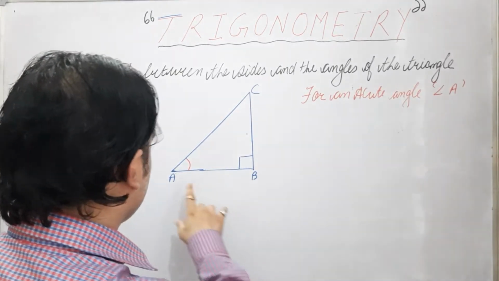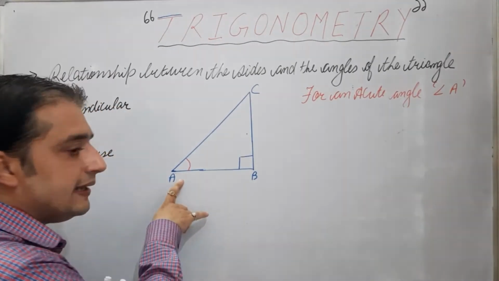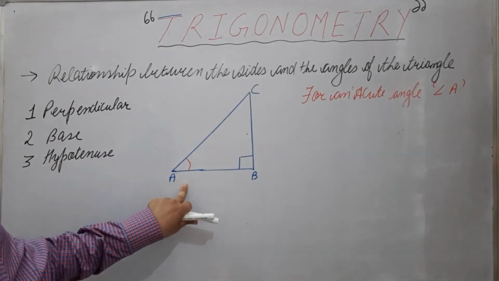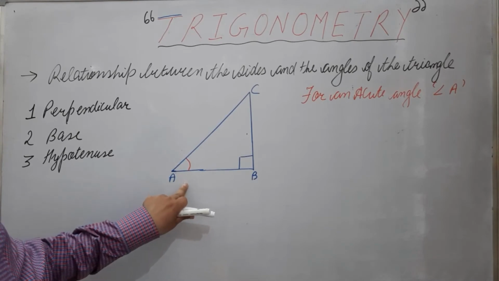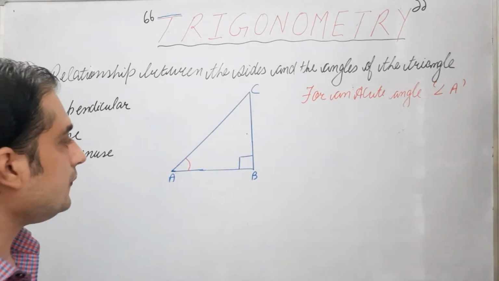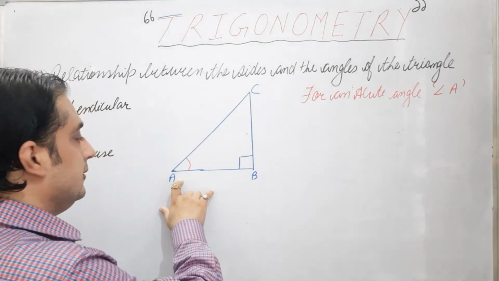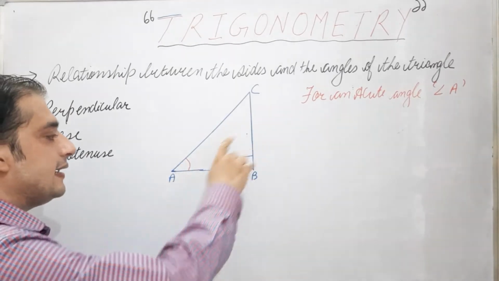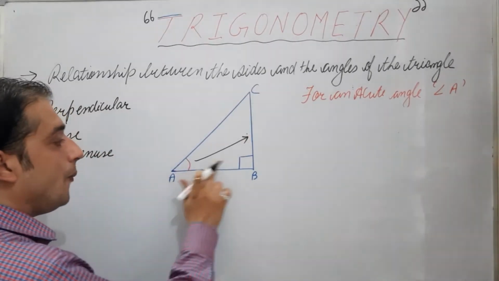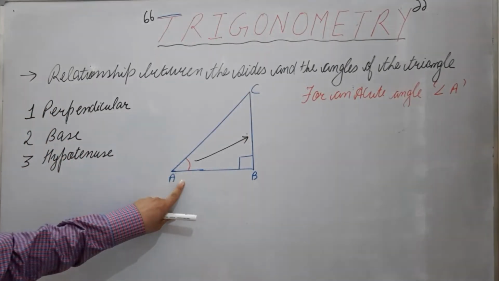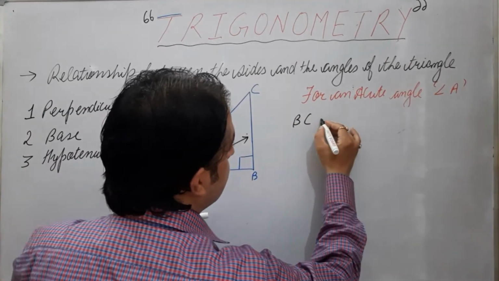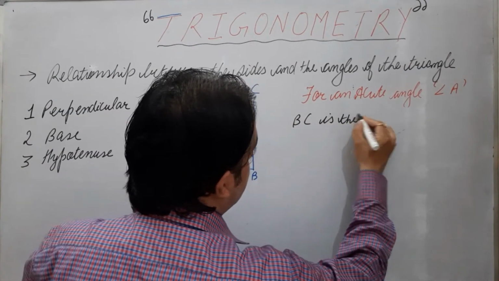Students, if we talk about angle A, I am considering angle A, which is my angle of reference, right? This angle of reference of this right angle triangle. If I say the side opposite to the angle A, the side opposite to the angle of reference, then this side BC will become the perpendicular.